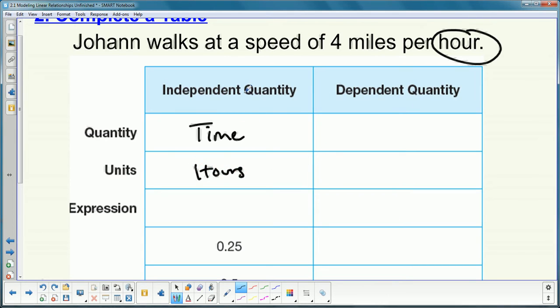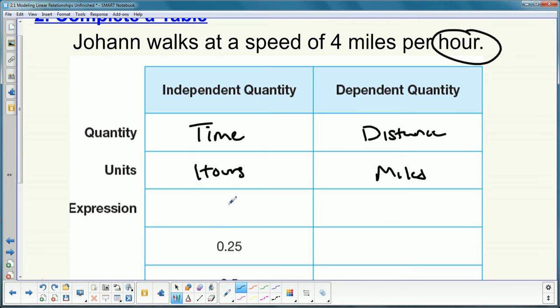And remember, time is almost always the independent quantity. And now think about this. The longer we walk, or the amount of time we walk, changes the distance that we walk as well. So the more we walk, the farther we go. And in this case, we are measuring in miles.